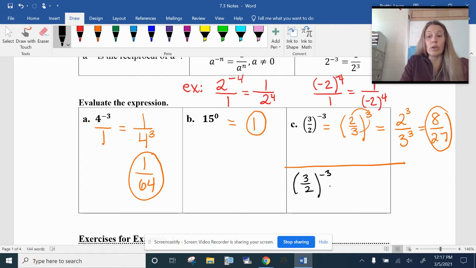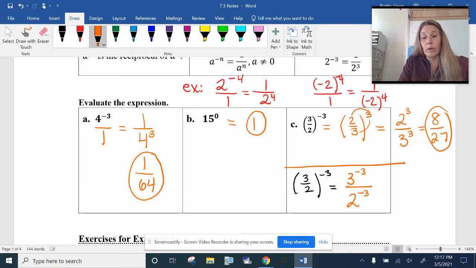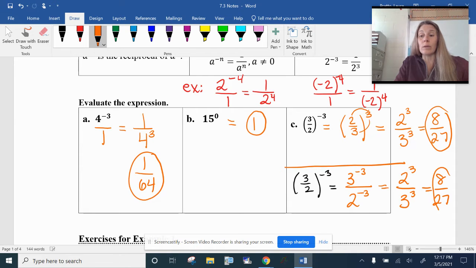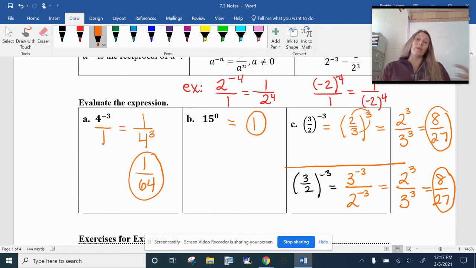Another way you could have done that problem would be to get rid of the parentheses first. If you had done it that way, you would have brought the negative 3 to your top number, so it'd be 3 to the negative third. Then you would bring the negative 3 to the bottom number, so 2 to the negative 3. Then you would say, oh wait, each of these has a negative, so I need to move the 3 to the bottom, make the exponent positive, move the 2 to the top, make that exponent positive, and now I could simplify it to 8 over 27. So we had to get rid of the parentheses and the negative exponent, but it didn't matter which one we did first and which one we did second.